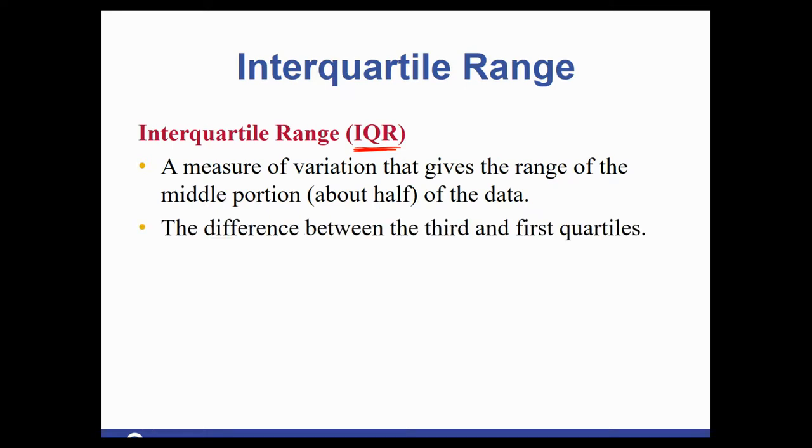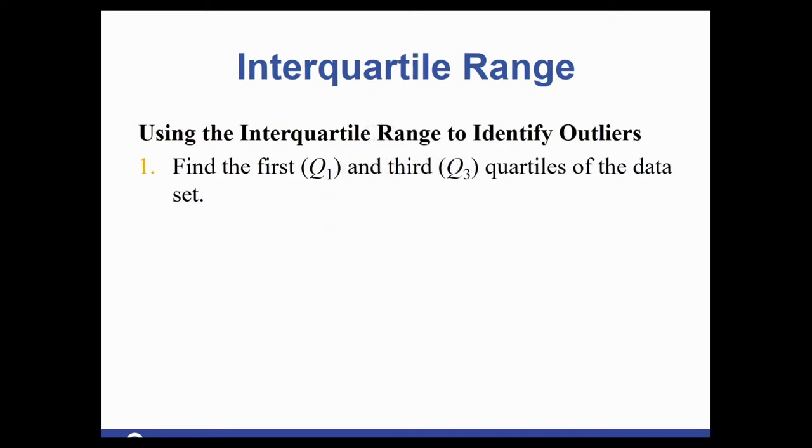So to do that, we're just going to find the difference between the first and third quartiles. So this is the formula. To find IQR, you take Q3 minus Q1.